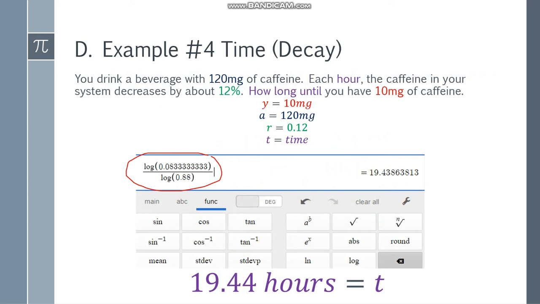So, ganun na siya kadali. Ngayon, ang tanong dito, how long, so, nagsimula ka daw ng 120 milligrams of caffeine sa katawan mo. Kada oras daw, nababawasan siya ng 12%. Tinatanong, ilang oras daw para malaman mo kung 10 milligrams na lang daw yun sa katawan mo ng caffeine. So, it will take around 19.44 hours.